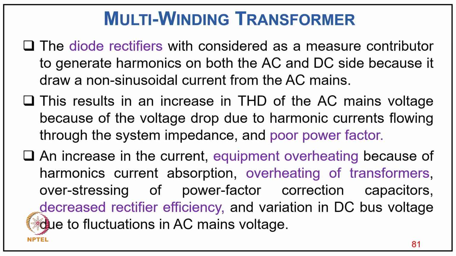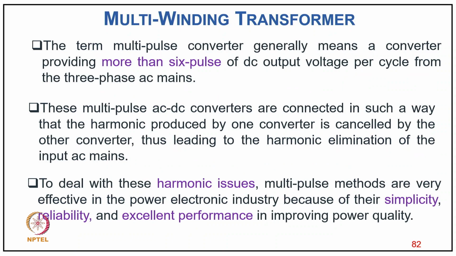So the diode rectifier is considered a major contributor to harmonics on both the AC and DC side, because it draws a non-sinusoidal current from the AC mains. This results in increased total harmonic distortion of the AC mains voltage because of the voltage drop due to harmonic current flowing through the system impedance, and poor power factor. The increased current causes equipment overheating because of harmonic current absorption, overheating of the transformer, overstressing of power factor correction capacitors, because they draw the harmonics, they suck like anything, and decreased rectifier efficiency and variation in DC bus voltage due to fluctuations in AC mains voltage.